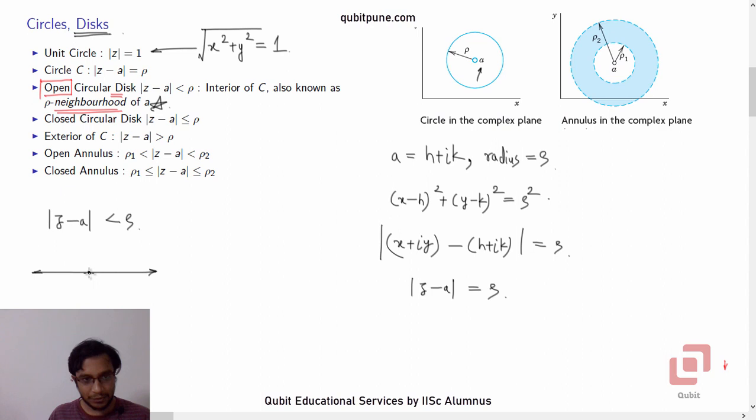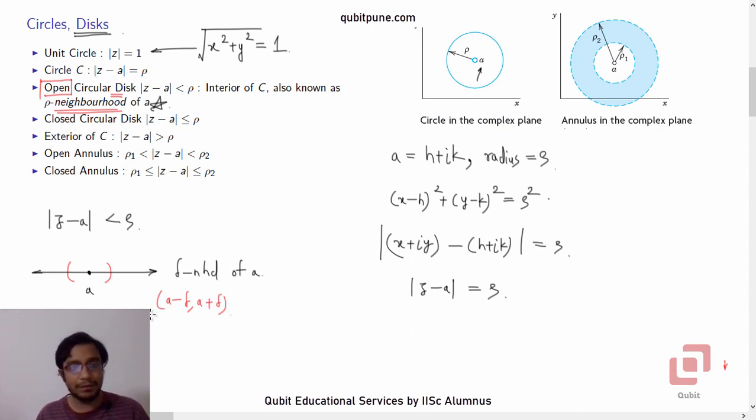linear part. Okay, so suppose this is our real number a. How did we define the delta neighborhood? The delta neighborhood of a was defined to be an open interval containing a, a minus delta comma a plus delta. Okay, so this is the delta neighborhood of a. We are including a in it.